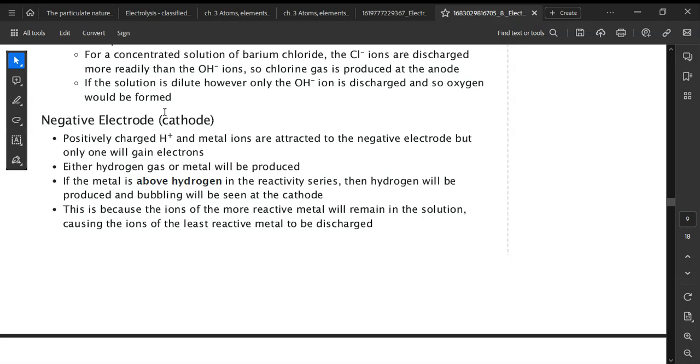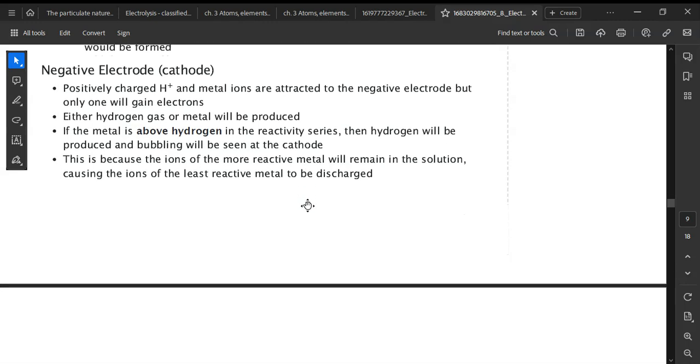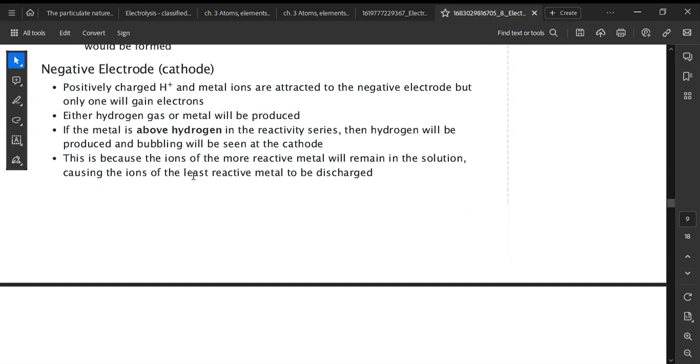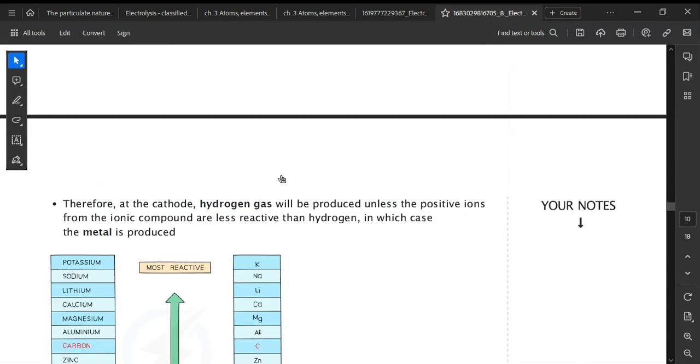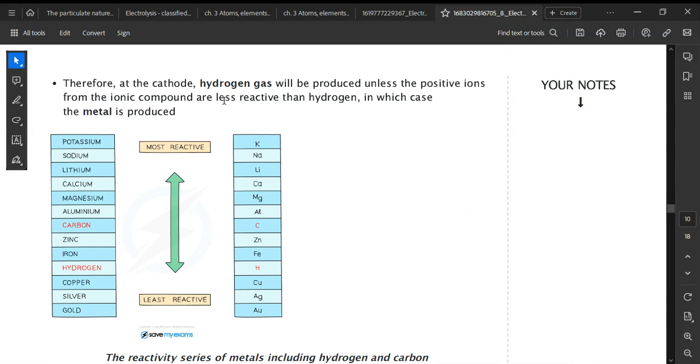If the metal is above hydrogen in the reactivity series, the hydrogen will be produced and bubbling will be seen at the cathode. This is because the ions of the more reactive metal will remain in the solution, causing the ions of the least reactive metal to be discharged. Therefore, at the cathode, hydrogen gas will be produced unless the positive ions from the ionic compound are less reactive than hydrogen, in which case the metal is produced.